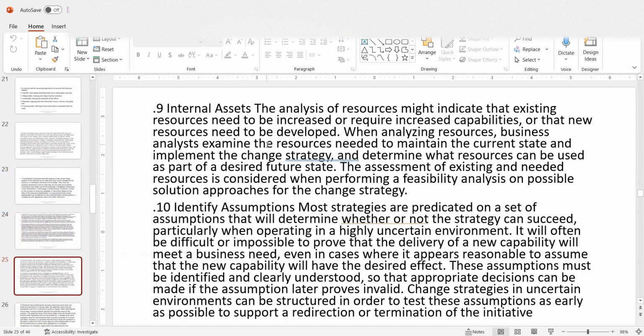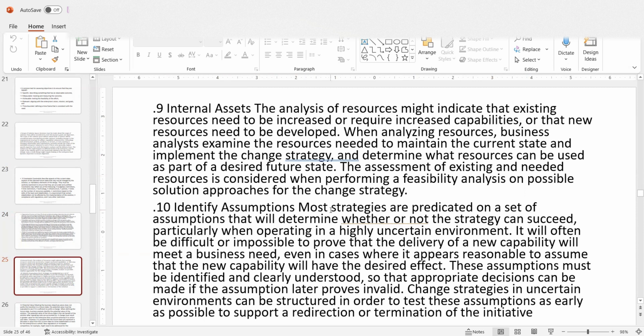You could have internal assets. The analysis of resources might indicate that existing resources need to be increased or require increased capabilities, or that new resources need to be developed. When analyzing resources, business analysts examine the resources needed to maintain the current state and implement the change strategy, and determine what resources can be used as part of a desired future state.